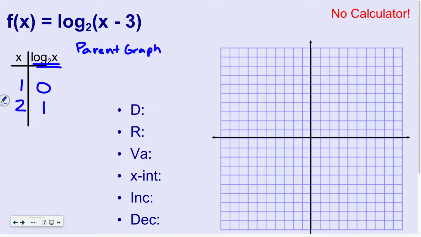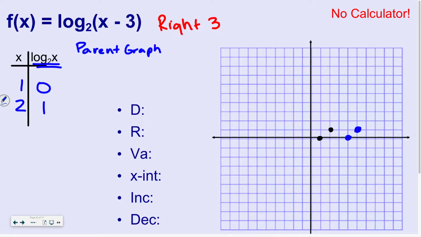And then if I look back up here, what transformation is happening for x minus 3? We're going right 3. So this is really easy. These are easy points for me to get: 1, 0 and the base, 1. Okay, plot those points, and then move them right 3. So just count out 3 to the right and plot a new point.